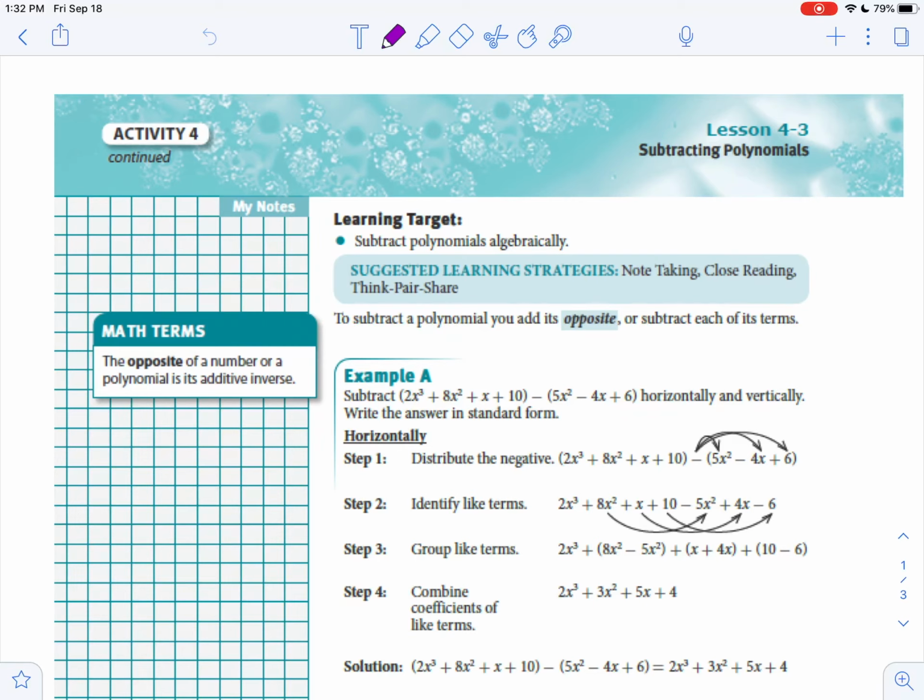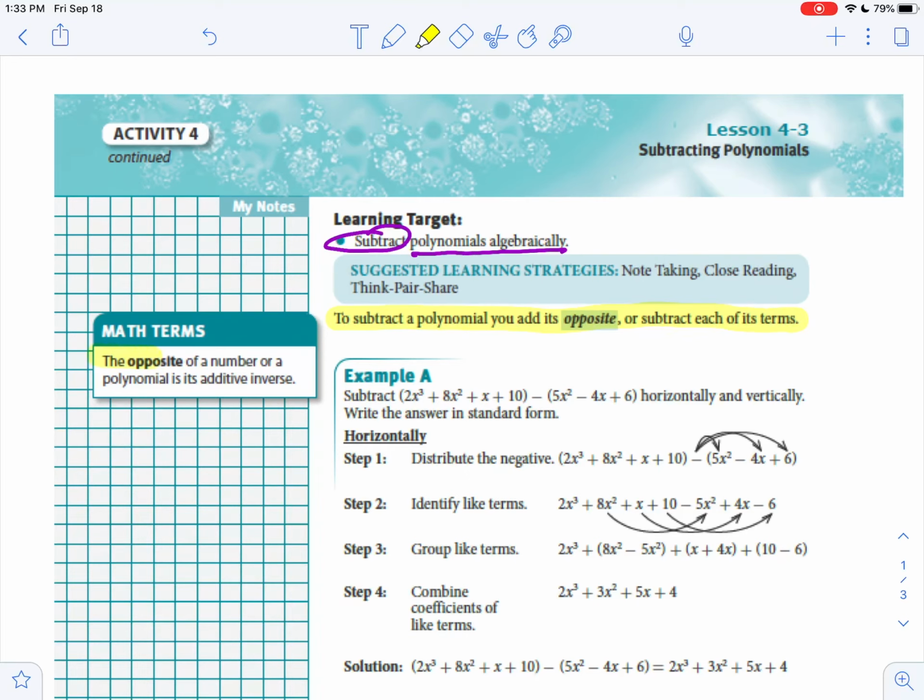Hi, and welcome to lesson 4-3, which is going to be subtracting polynomials. So we're not going to do this with the algebra tiles. We are going to just subtract polynomials algebraically. There's really only one additional step here for subtraction that you want to make sure you do all the time: to subtract a polynomial, you want to add its opposite or subtract each of its terms.